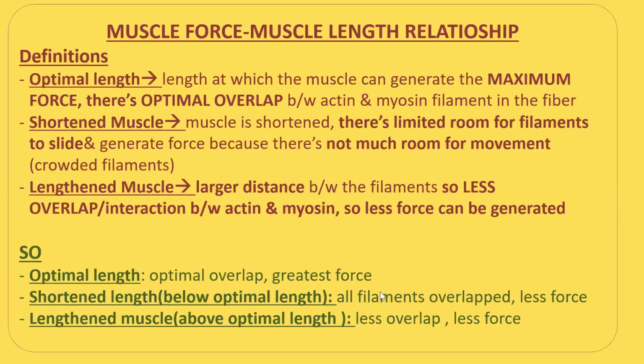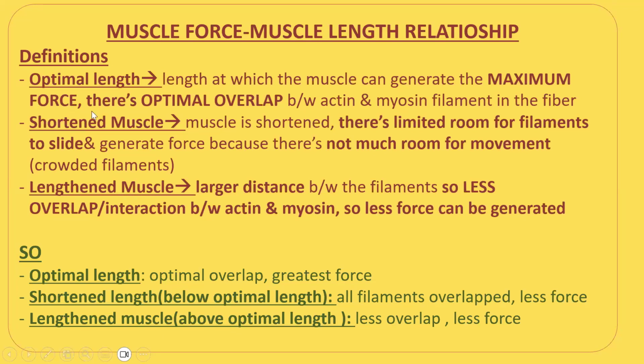The third set of definitions is the length of the muscle. You have the normal resting state of the muscle. It's called the optimal length. You are not contracting your muscle, you are not shortening it, you are not lengthening it. So you're not shortening it by, for example, doing a bicep curl, and you're not lengthening your muscle when, for example, you are stretching it.